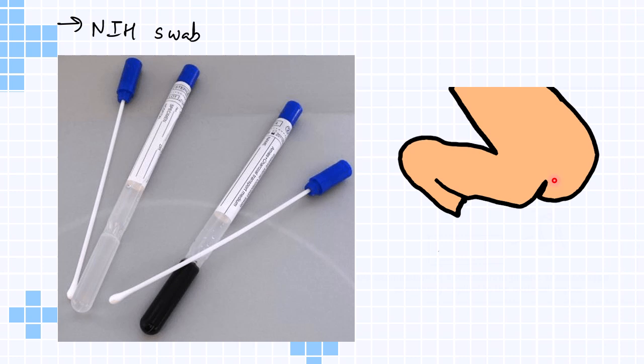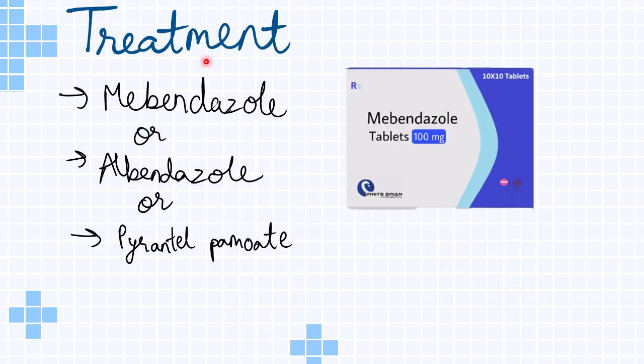Once diagnosed, treatment is straightforward and highly effective. Treatment options include Mebendazole, Albendazole, or Pyrantel Pamoate. Because reinfection is common, treatment of household contacts and maintenance of proper hygiene are equally important. Hand washing, trimming fingernails, and regular washing of clothes and bed linens help prevent reoccurrence.